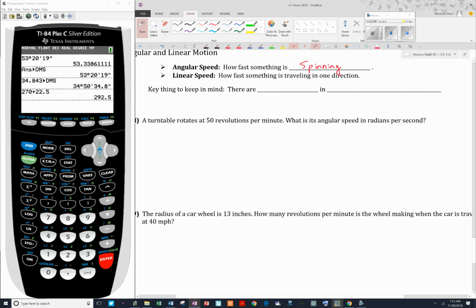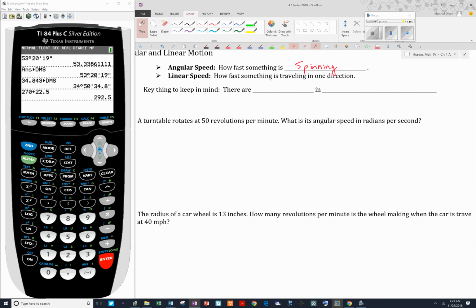So some things to keep in mind here. There are 2 pi radians in one trip around a circle, right? Let's call that 1 revolution. In other words, we just wrote in words the formula for circumference, because circumference is 1 revolution.